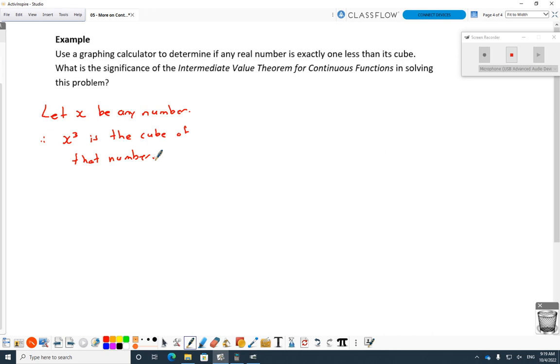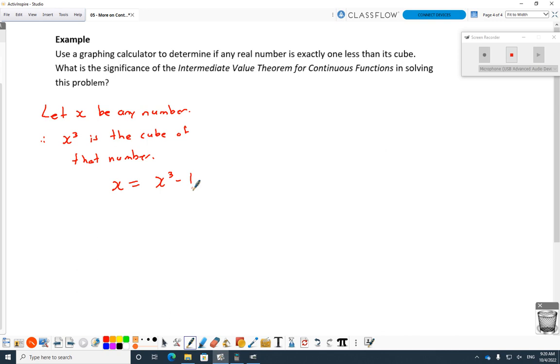Determine if any real number, x, is exactly 1 less than its cube. There. See, once I have that weapon there where I've stated what the variables are and what they mean, then reading the question again allows me to easily come up with an equation. Use a graphing calculator to determine if any real number is exactly equal to 1 less than its cube. Now I'm in great shape.